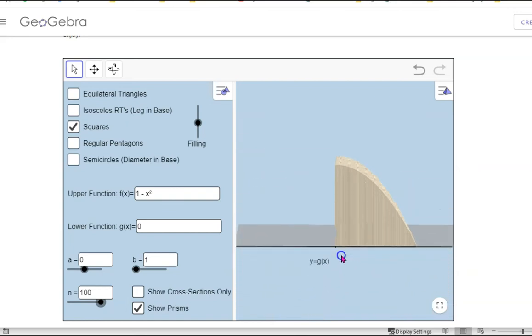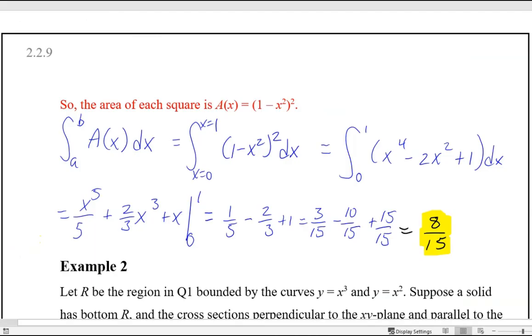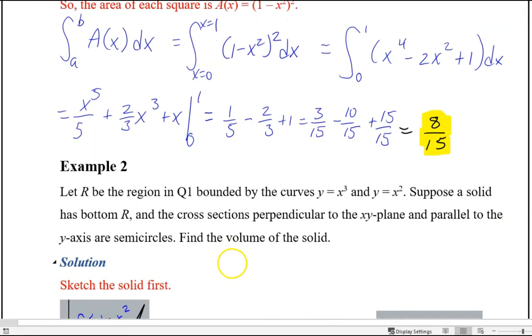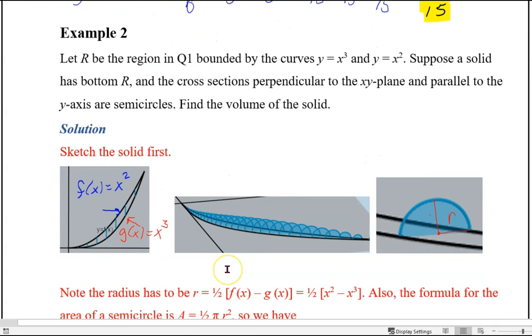Now let's take a look at our next example, which is example number 2. In example number 2, let R be the region in quadrant 1 bounded by the curves y equals x cubed and y equals x squared. Suppose a solid has a bottom that is this region, and the cross sections, which are perpendicular to the xy plane, are parallel to the y-axis and are semicircles.